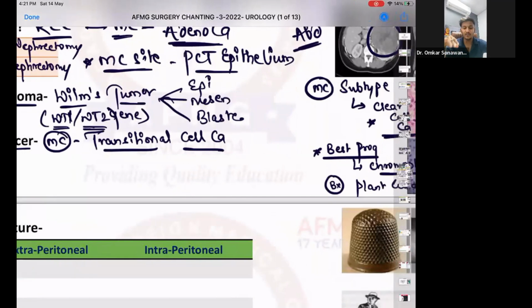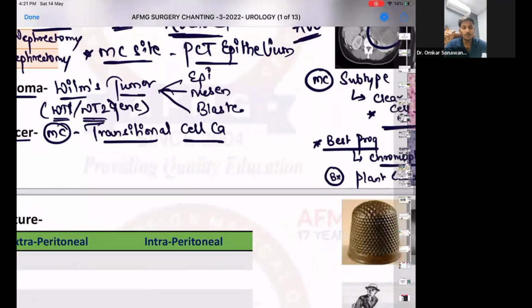If a patient is suffering from schistosomiasis, the most common, should I rotate the screen? How is the screen coming? It is coming fine, right? It is fine now, I feel so.